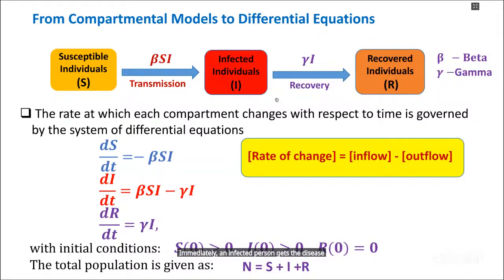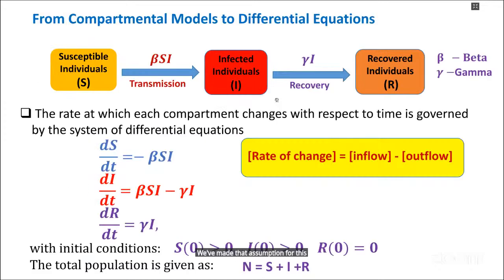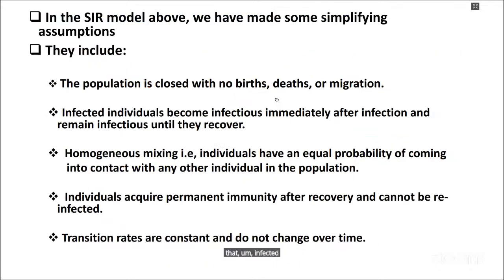But for this disease, we have assumed that immediately an infected person gets the disease, they become infectious. That's why here I wrote infected/infectious. You can use this to model diseases where the period between becoming infected and becoming infectious is very short, maybe a few hours, like influenza, flu, maybe one day. You can neglect it and assume the latent period is negligible and short. So we made that assumption, that infected individuals become infectious immediately after infection, and they remain infectious until they recover.